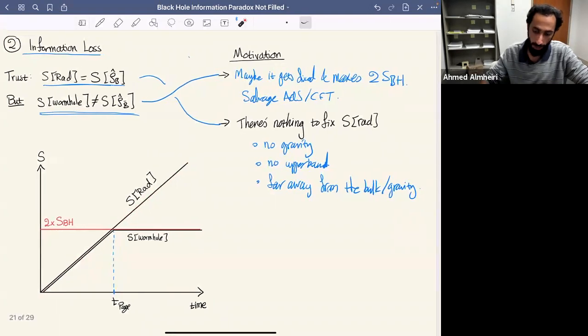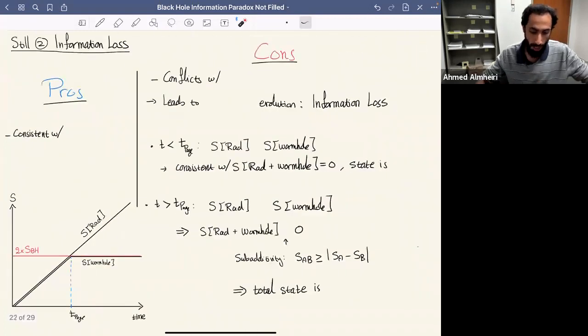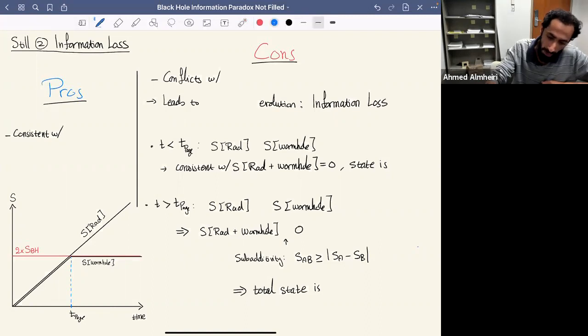Now let's talk about the pros and cons, if there are no immediate questions. Okay, so still on the information loss story, the pros is that it's consistent with the central dogma. In particular, the number of states is still e to the S Bekenstein-Hawking, or maybe 2 S Bekenstein-Hawking. So that's great. As for the cons, well, it conflicts with the central dogma.